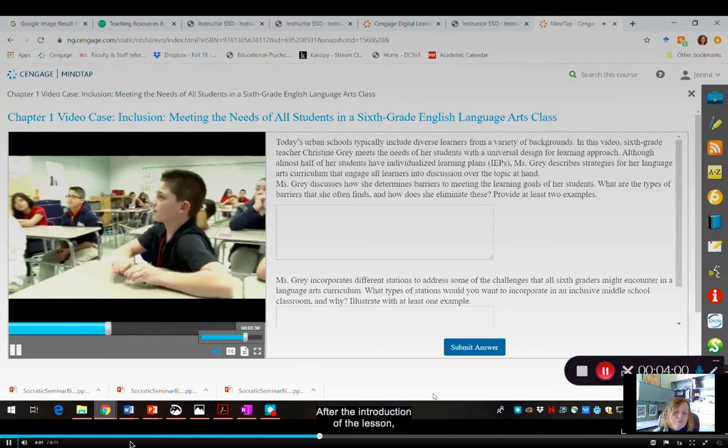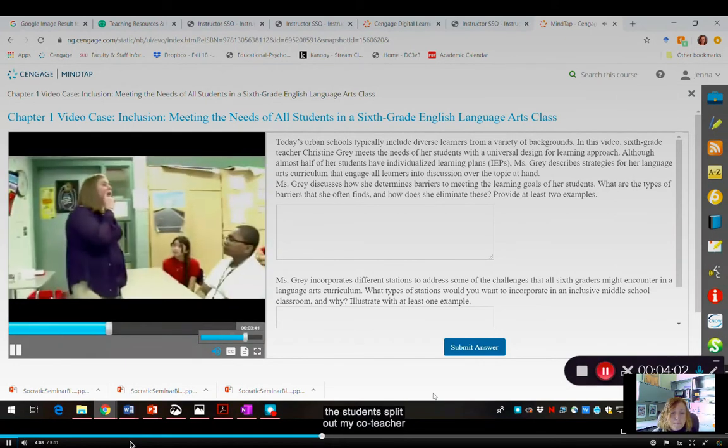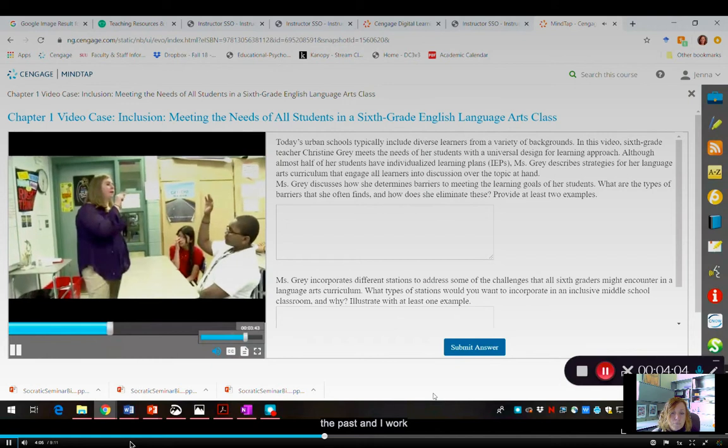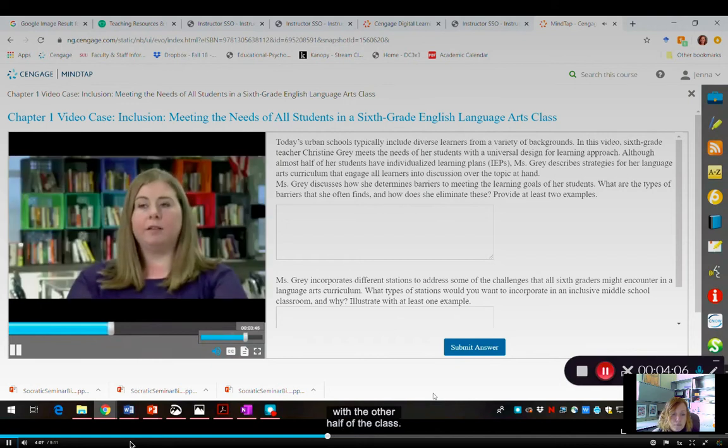After the introduction of the lesson, the students split up. My co-teacher takes one half of the class, and I work with the other half of the class. So in my group, we started by reading an article to try to determine an author's point of view.